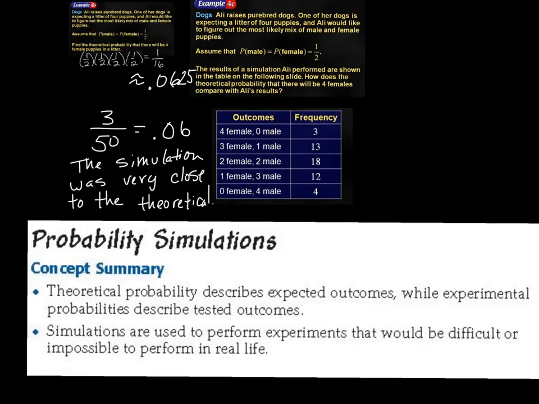Theoretical probability describes expected outcomes, while experimental probability describes tested outcomes. Simulations are used to perform experiments that would be difficult or impossible to perform in real life.